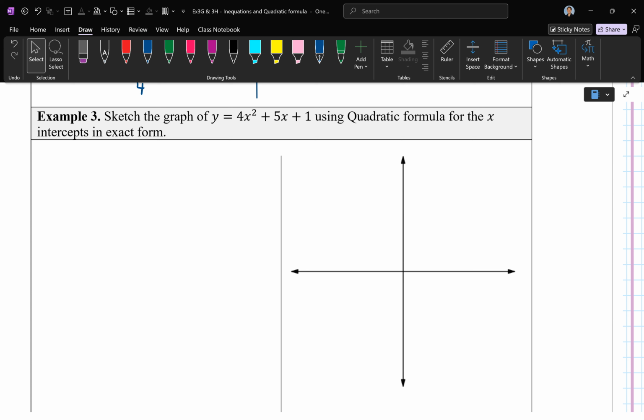I want you to try sketching this now. Okay, so the first thing is find y-intercept, is the easiest one to do, which we all should know just by looking at the equation. And then find the turning point and find the x-intercept. Okay, I'm going to pause the video. You're going to get 5 minutes.